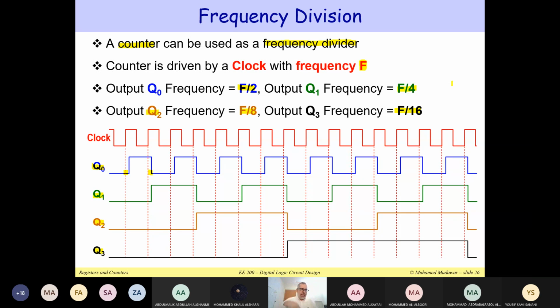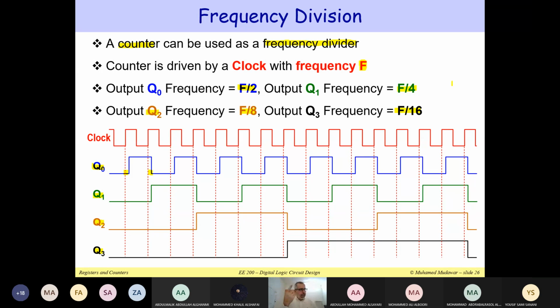Q3. So basically, as the clock is ticking, this counter is repeating, starting from 0, 0, 0, 0. We have 4 zeros up to 1, 1, 1, 1. That is 15 in decimal, 4 ones in binary, and then it repeats. Once it reaches 1, 1, 1, 1, it goes back to 0, 0, 0, 0, and so on. Therefore, Q3 has a frequency which is f over 16 because it repeats.